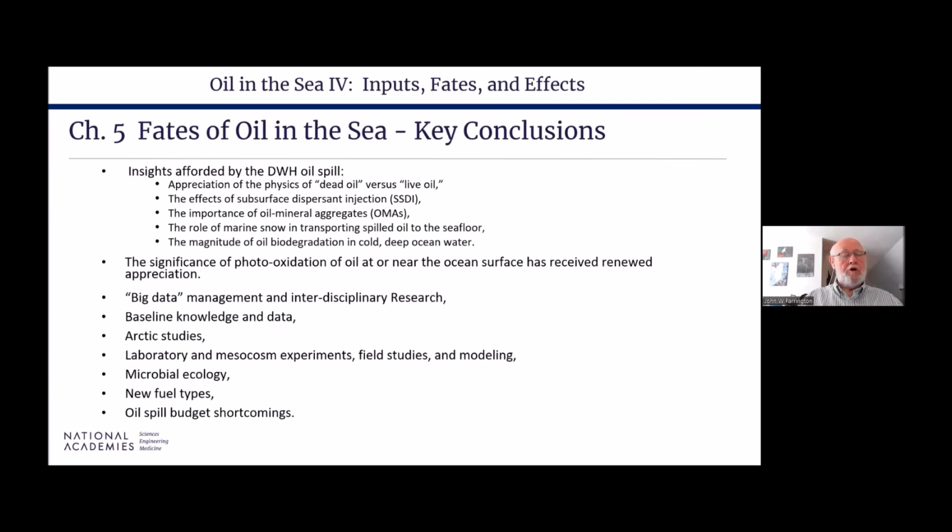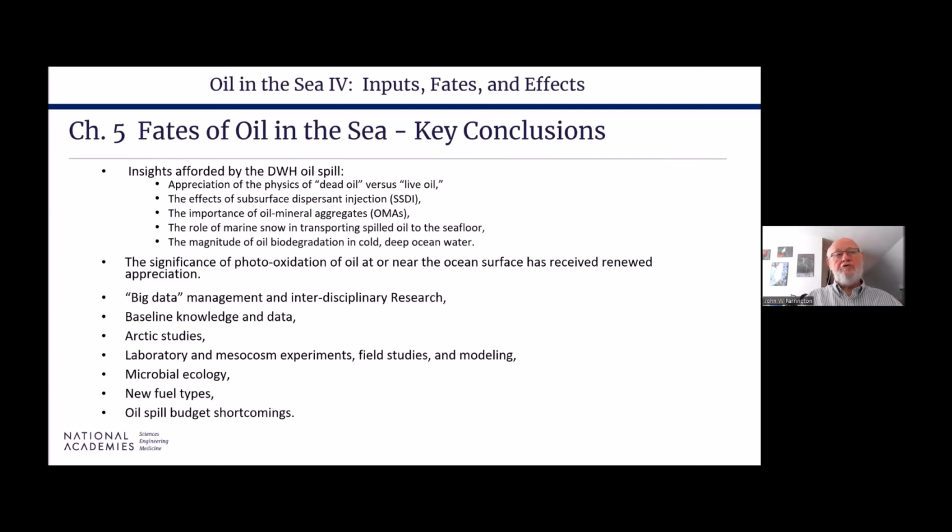We also, in the report, emphasize the fact that if regulations could be modified slightly, it would be a good thing to be able to have experimental oil spills, because despite all of the work, and it's excellent work that's gone on in laboratory and mesocosm experiments, field studies, and modeling, there's nothing like dealing with the actual situation, as we've learned in a number of oil spills. And being prepared ahead of time to be ready to do that is key. Advances in microbial ecology is something that we talked about in great detail. We wrote some really important recommendations along those lines.